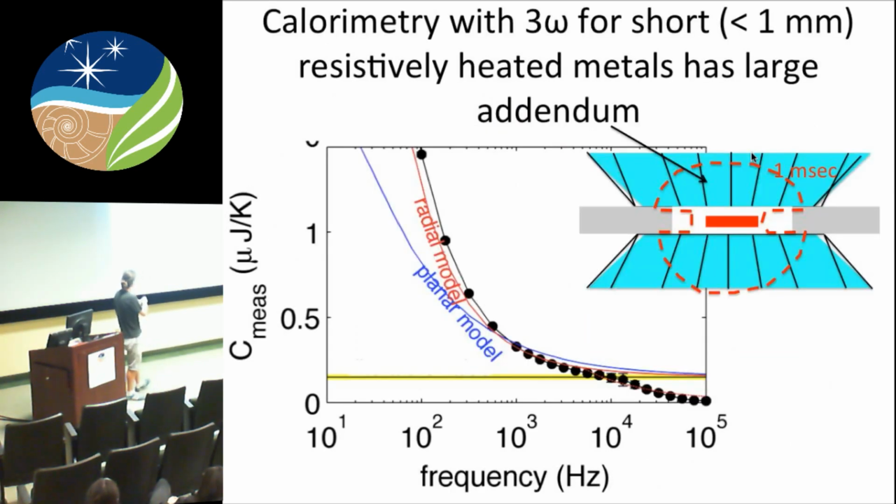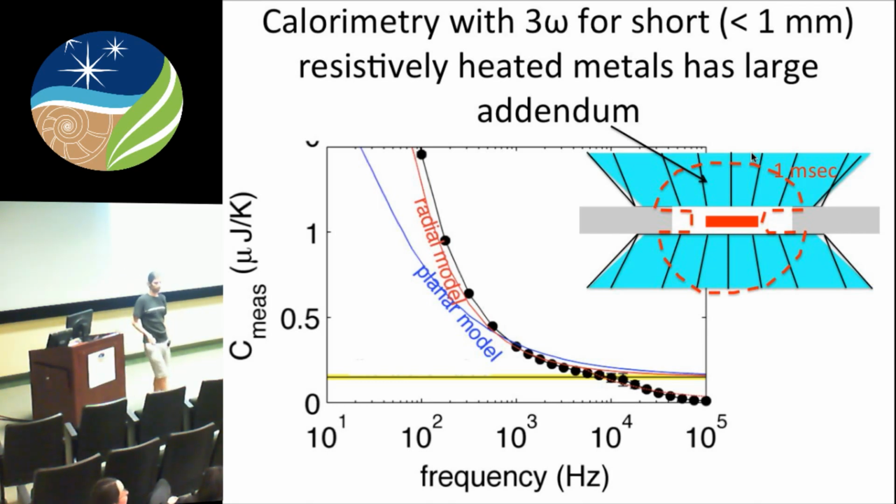But instead, I can model it with a few different models and see that at least it's reasonable. At least the measured heat capacity follows some reasonable picture of what I showed you at the beginning, which is that at long time scales, heat diffuses far into the volume around the heater.